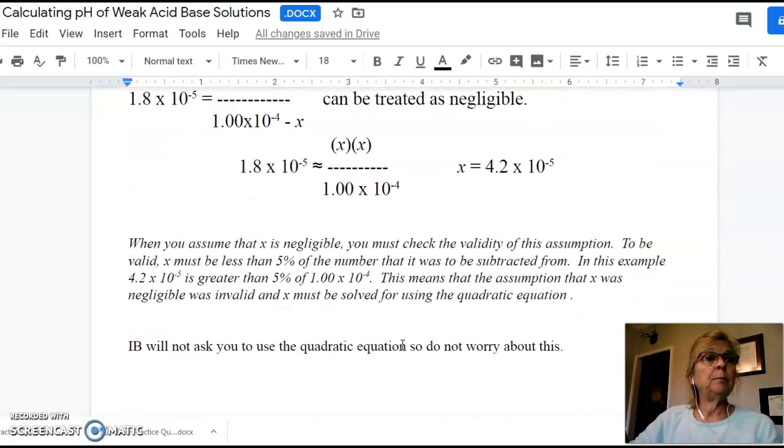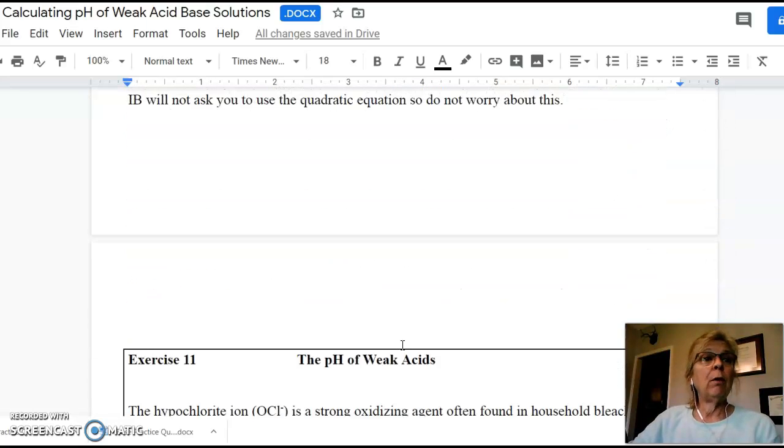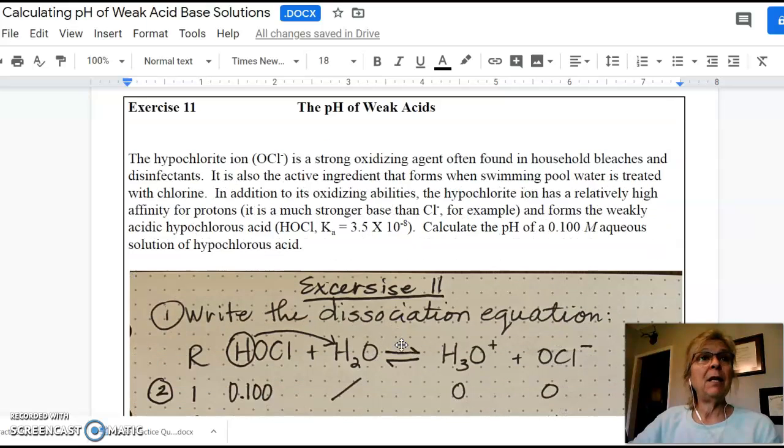All right. So we are going to move on to page 2. And in page 2, we have an example problem. And here is our first exercise. There's a lot of discussion here. It talks about the hypochlorite ion and what the active ingredient in swimming pool water is. But mainly what you need to know comes from right here.